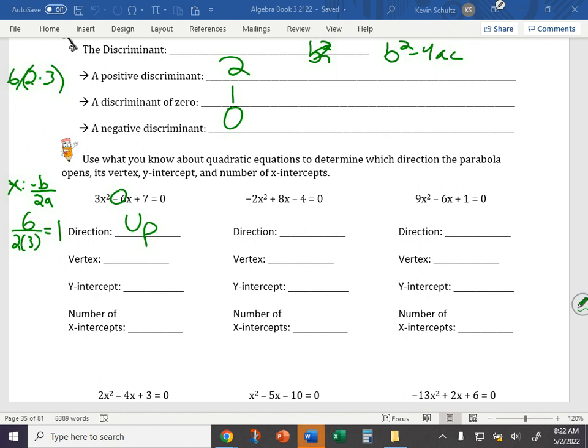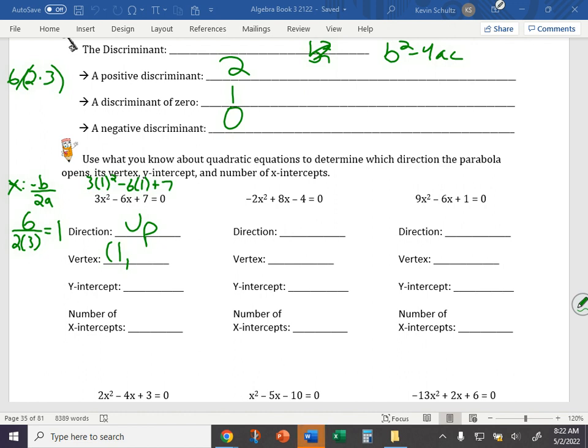How do we get the y? What do we do with that one? Yeah. Plug the x into the equation. Yep. Go back to the original equation. Plug our x in. 3 times 1 squared minus 6 times 1 plus 7.